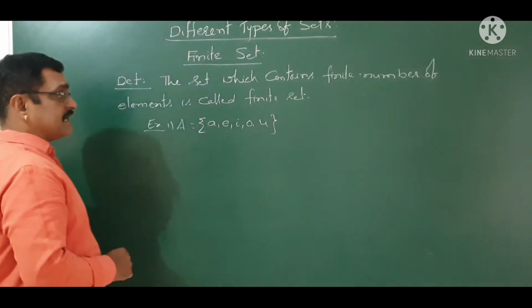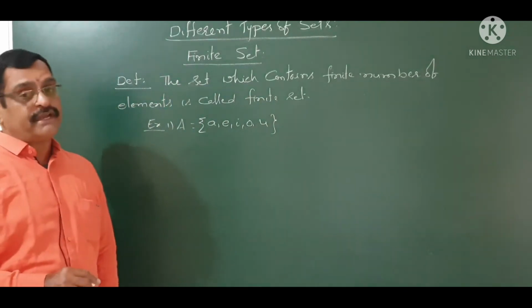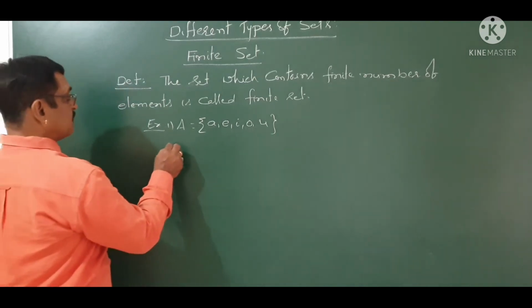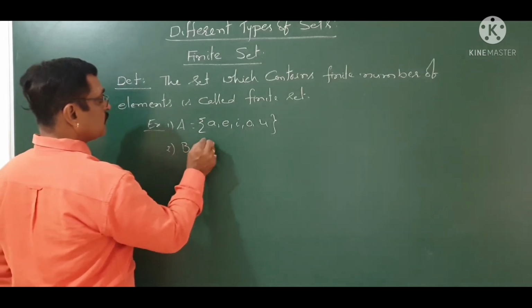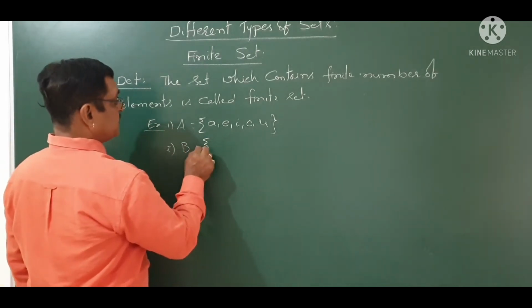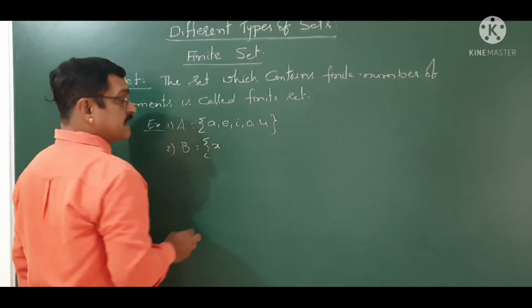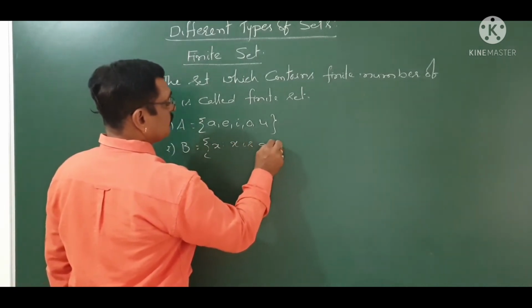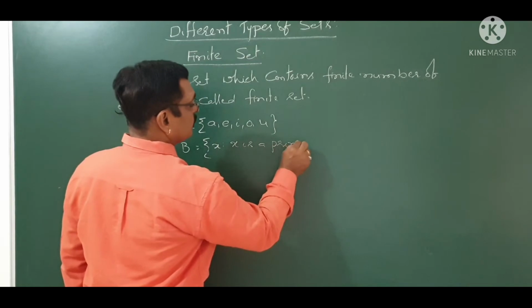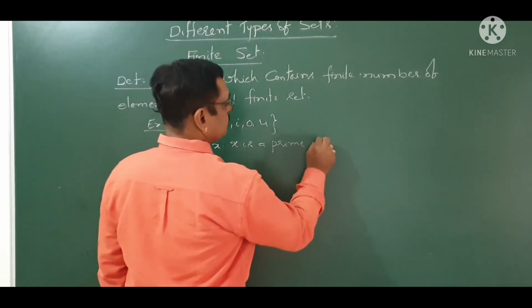Again, a finite set contains a finite number of elements. And second example, we can have let B is a set such that x such that x is a prime number.